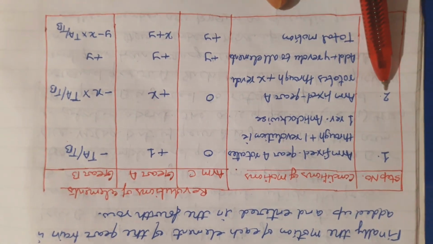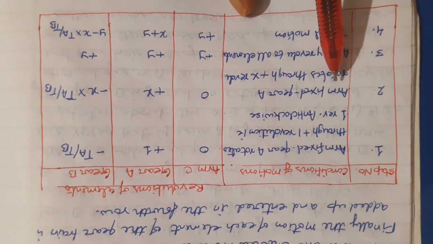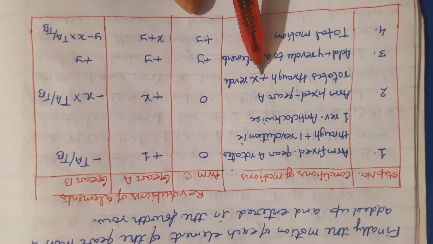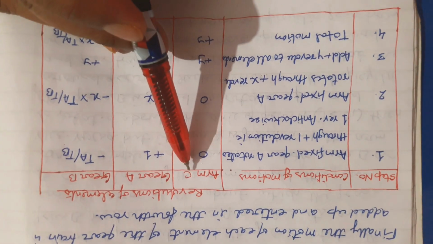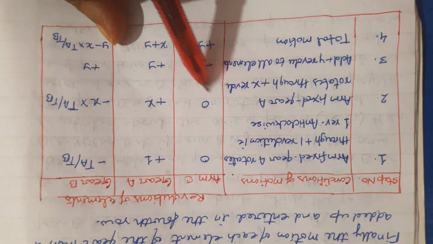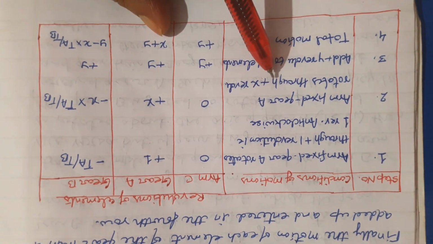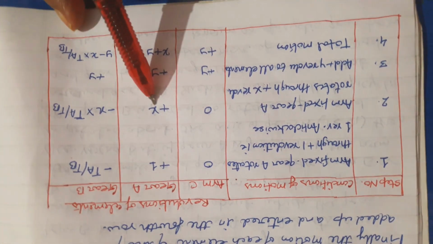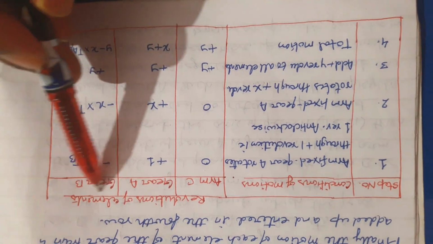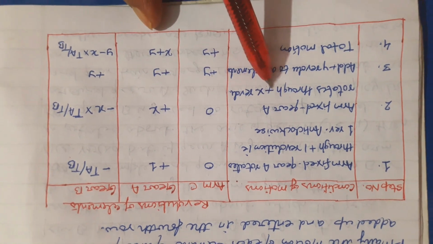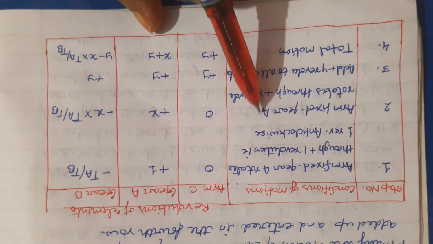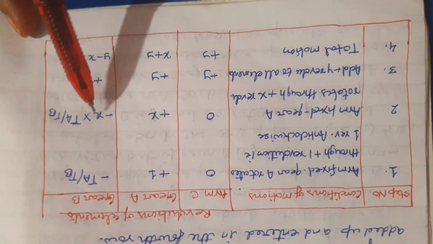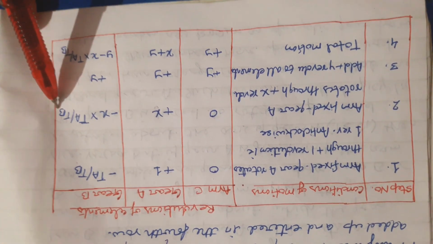Similarly, in the second row, the arm is fixed and gear A rotates plus X revolution. Here arm C is fixed, so its revolution will be 0, and you are giving plus X revolution to gear A. So gear A has plus X revolution, and for gear B the revolution will be minus X into TA upon TB.